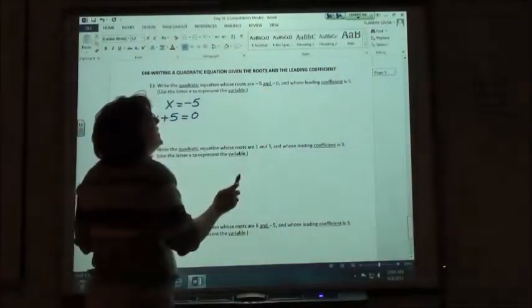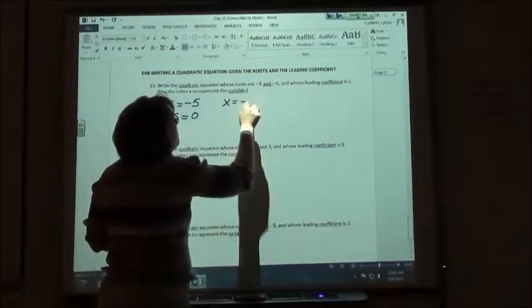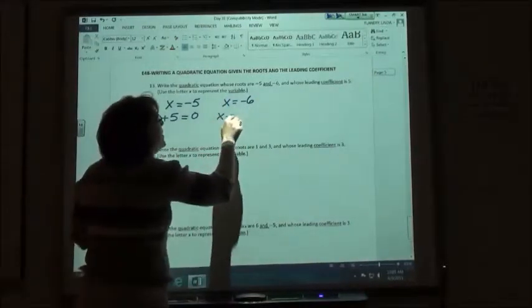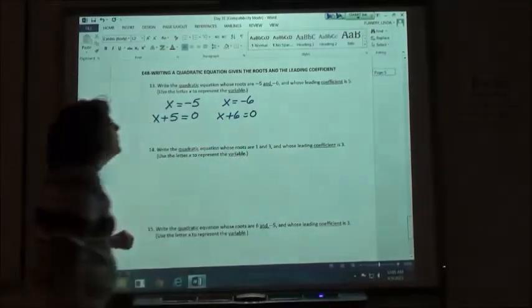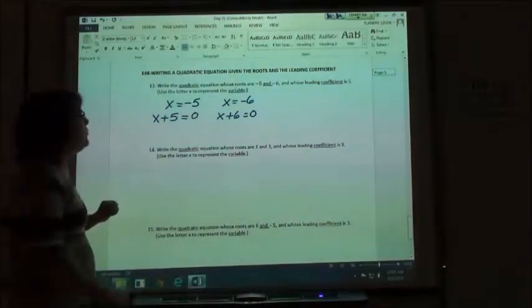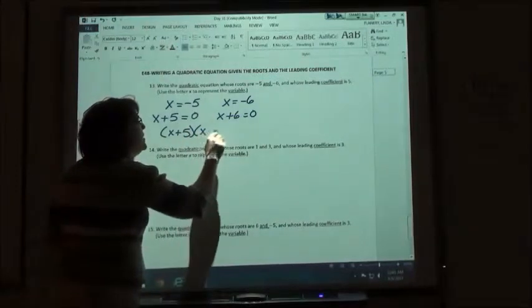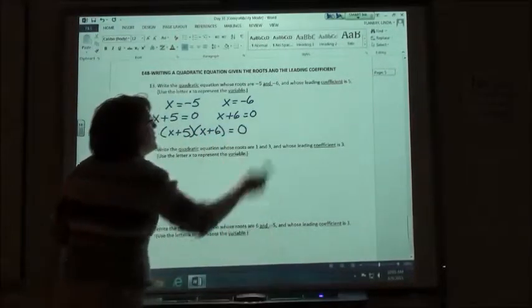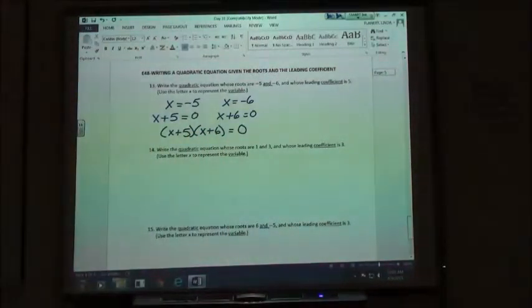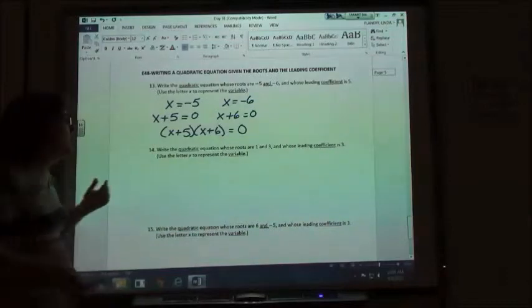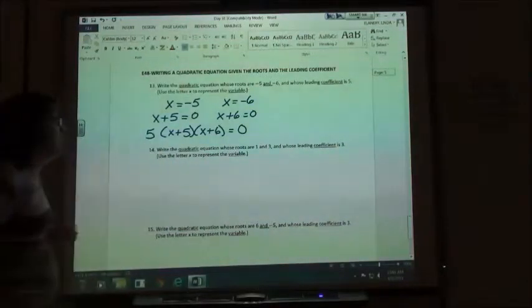If my answer is -6, same thing. I'd have to move my 6 over and I'd say x plus 6 equals 0. So, in factored form, I would have had x plus 5 times x plus 6 equals 0. The leading coefficient is 5, it says. Leading coefficient is the number in front of your expression. That means there's a 5 here.